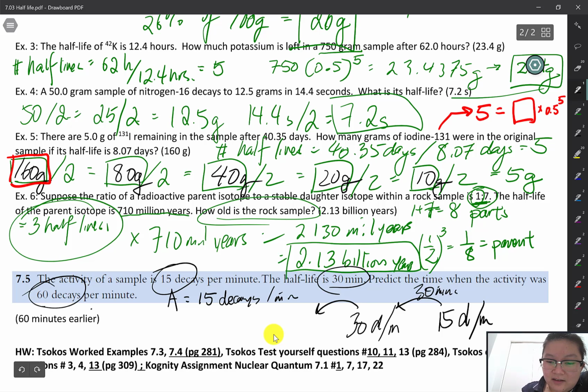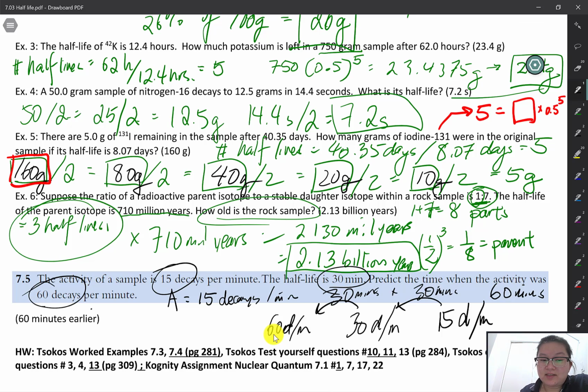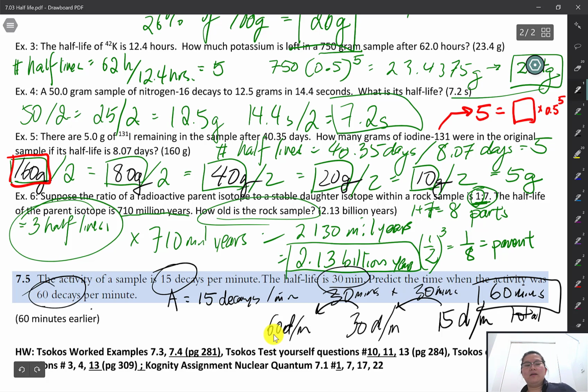If we go back another half-life, which is another 30 minutes, then the activity would have been double that, which is 60 decays per minute, which means the total time has been 30 plus 30, which is a total of 60 minutes before, when the decay rate was 60 decays per minute. Okay, so 60 minutes total is the time before, at which the activity was 60 decays per minute. Or 60 minutes earlier.